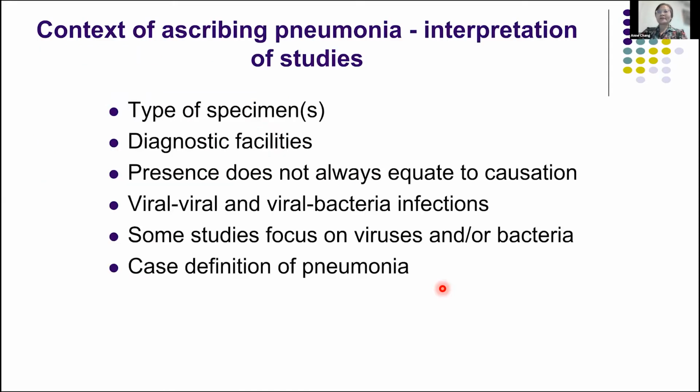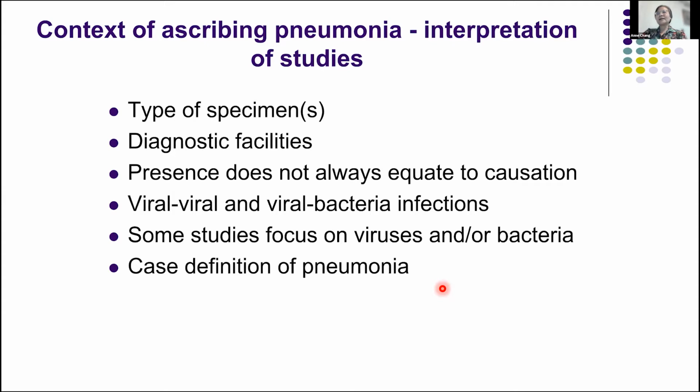So in a clinical context, it's so easy to say what's pneumonia, but when you actually drill down, it's not actually that simple, because the diagnostic components of pneumonia depend on what specimens you use to diagnose it, what type of diagnostic facilities you have. The presence of a viral infection, for example, does not equate to causation. People talk about viral and bacterial infections, and a lot of studies focus on either viruses or bacteria, but there actually can be a mix.